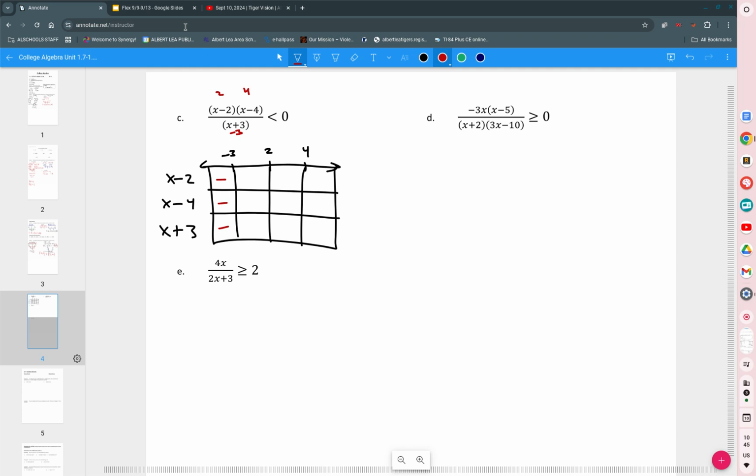Now we move on. Noah, can you give me a number between -3 and 2? 1. Awesome. 1 minus 2 is negative. 1 minus 4 is negative. And 1 plus 3 is positive.